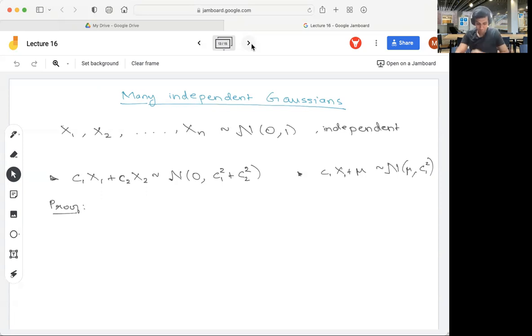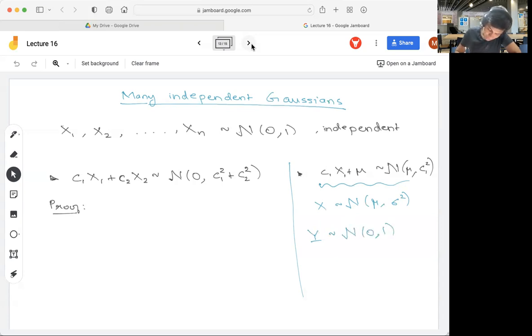Okay. But before we prove anything, notice that this property gives us a very nice way of thinking about a general Gaussian distribution. So let's say you have X, which is distributed according to the Gaussian distribution with mean mu and variance sigma squared. And if you have Y, which is distributed with mean 0, variance 1.